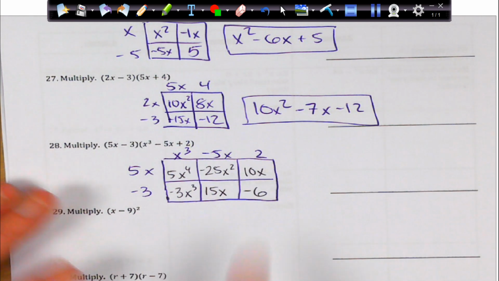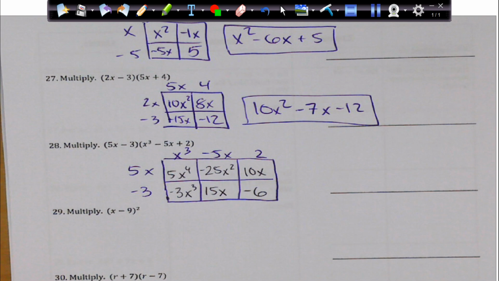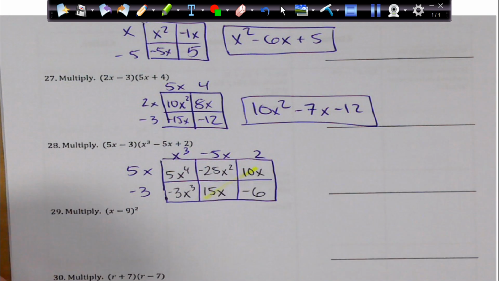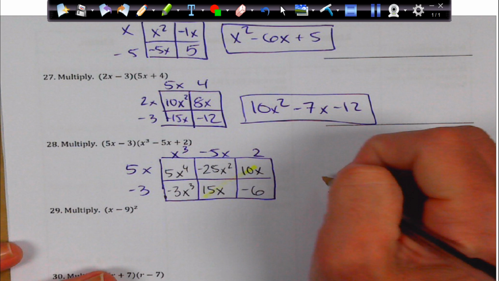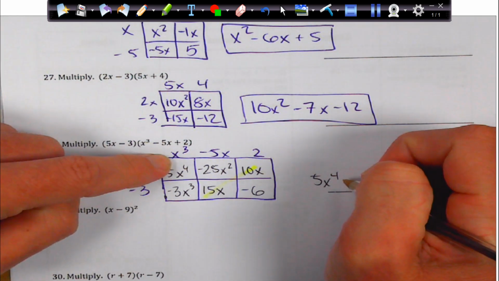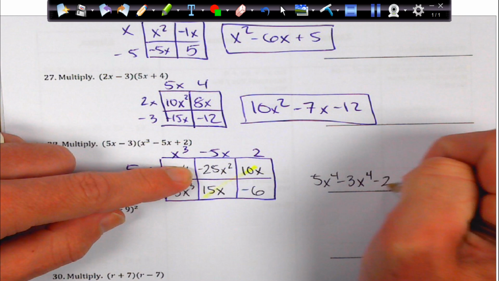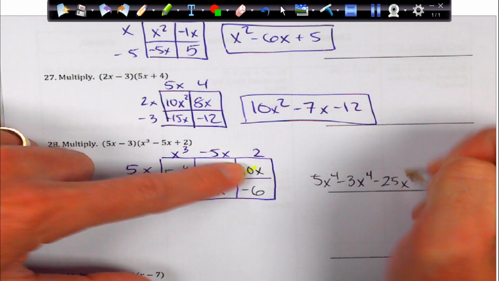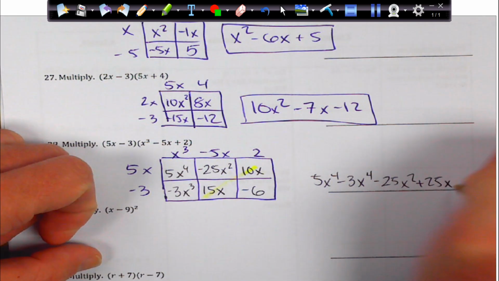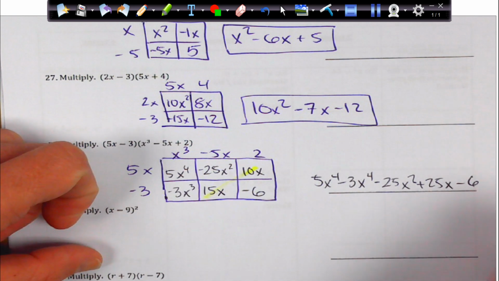So actually not a whole lot of combining, to be honest. Looks like these are the only two that are going to combine right there. So we just write them out in order of highest degree. That one, followed by that one, followed by that one. 15 plus 10 is going to be 25x. The x is just there, and negative 6. So there you go.